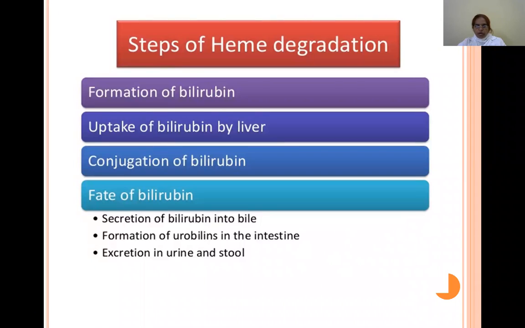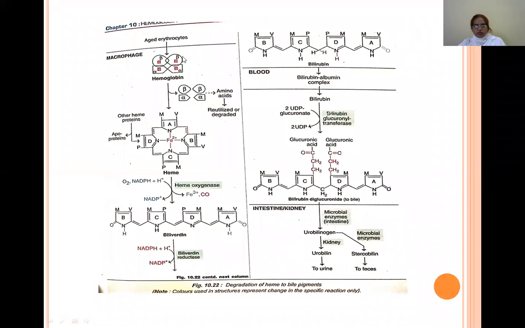Now see the steps of heme degradation: formation of bilirubin, uptake of bilirubin, conjugation of bilirubin, and fate of bilirubin. The fate of bilirubin is secretion into bile, formation of urobilins in the intestine, and excretion in urine and stool. Here, aged erythrocytes in the macrophages of the liver are degraded to heme and globin. The globin part is reutilized for the synthesis of hemoglobin or degraded to individual amino acids. Of the sources of heme, 80% is from erythrocytes and the rest, 20%, from immature RBCs.